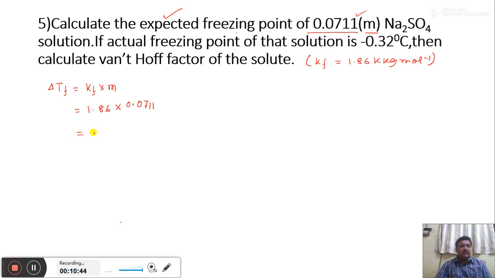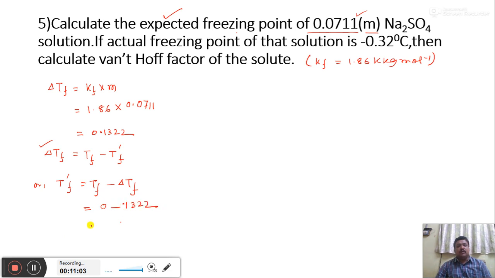Now the value of del TF is 0.1322. Now we know del TF is TF minus T dash F. So T dash F is TF minus del TF. Now TF, freezing point of water, is 0 minus 0.1322. That means the expected freezing point of the solution is minus 0.1322 degree centigrade.